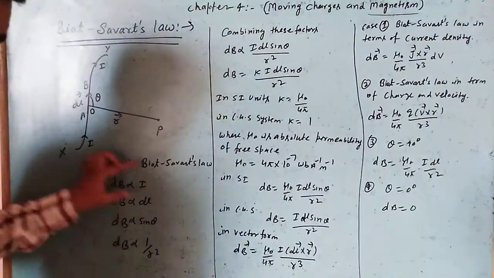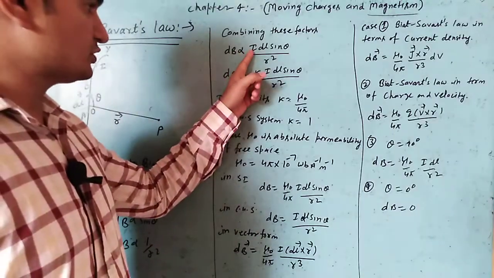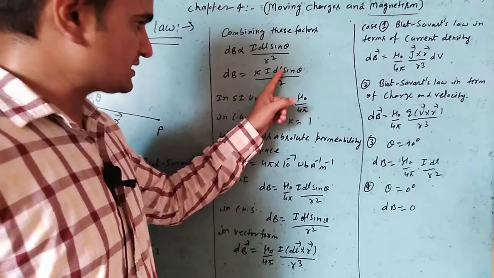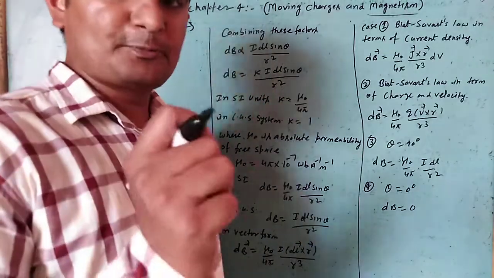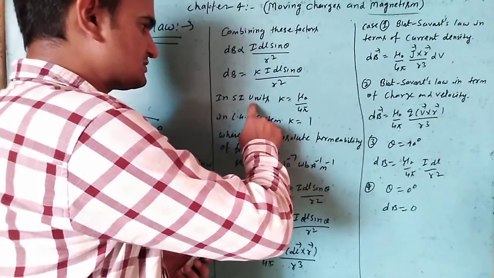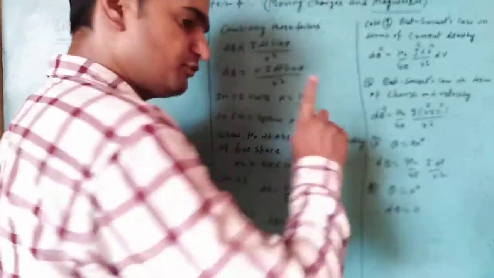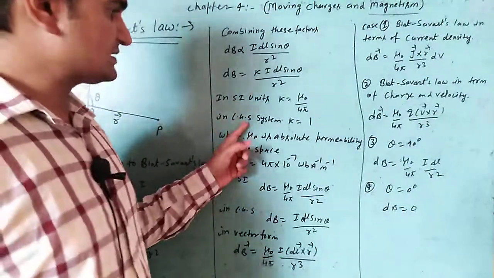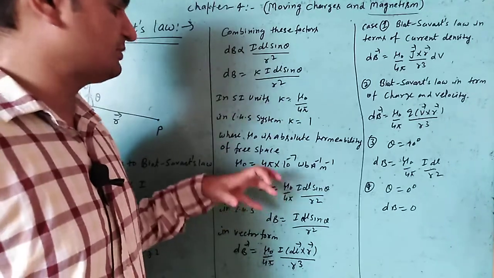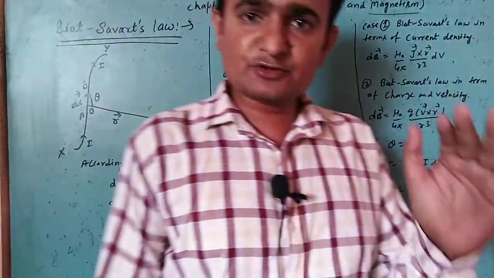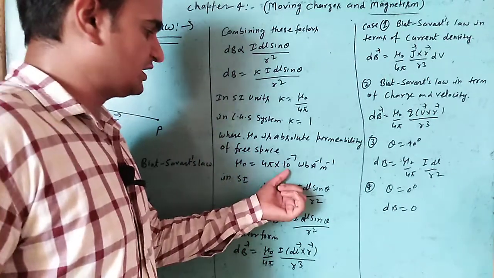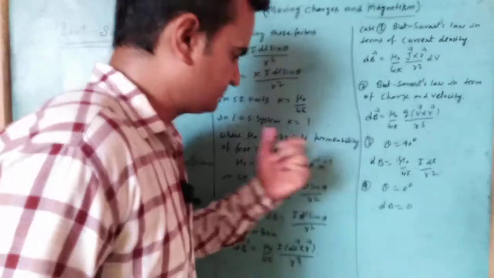Now combining these factors, dB is proportional to I dl sin theta upon r square, where dB equals k I dl sin theta upon r square. K is the proportionality constant and its value is different in different systems. In SI unit, k equals mu naught upon 4 pi, and in CGS system k equals 1, where mu naught is the absolute permeability of free space. जो mu naught है वो क्या है? Absolute permeability of the free space and its value is mu naught equal to 4 pi into 10 की power minus 7 Weber per ampere per meter.